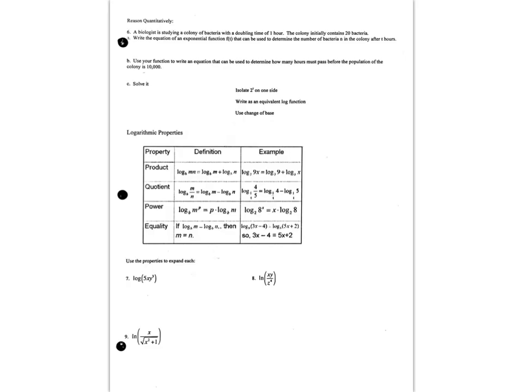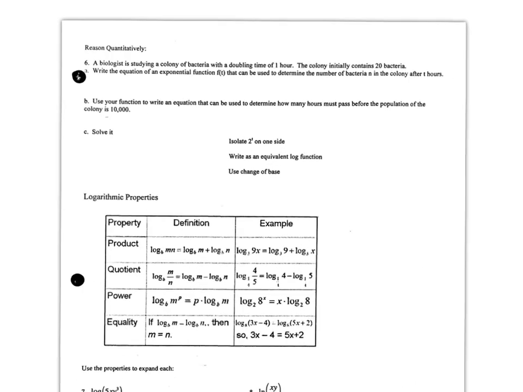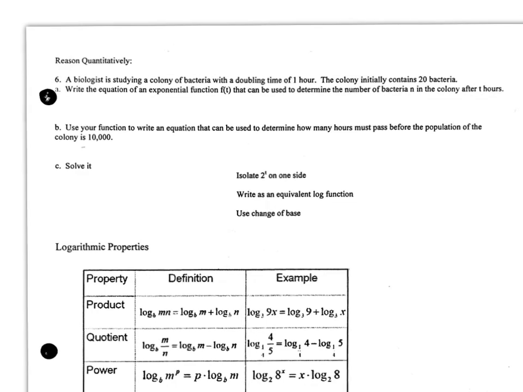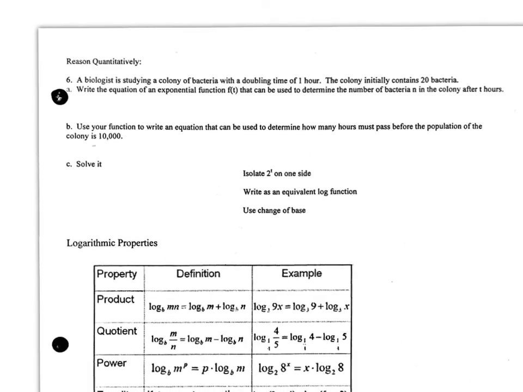Now the way we're going to use this, kind of everything from the front, is right here. We have somebody studying a colony of bacteria, doubling time of 1 hour. Write an equation, an exponential function to determine the bacteria after t hours. So this is the same thing as exponential growth and decay. Now, instead of having 1 plus r, we have doubling. So our original amount is 20. Doubling means our base is 2, but our time is still there.